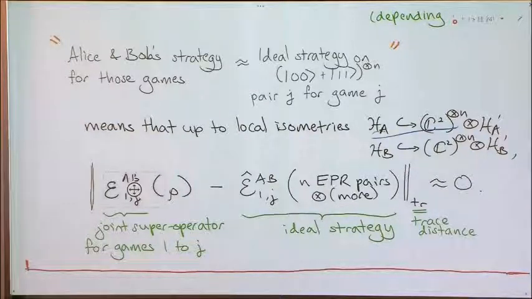The conclusion of this theorem, that the two devices strategy is close to the ideal strategy, really means that up to isometries that embed their Hilbert spaces into a tensor product of n qubits with another Hilbert space, their actual superoperator for the two parties for the first j games applied to the initial state rho is almost the same as the ideal superoperator applied to EPR pairs in trace distance. And this should be true for every j from 1 to n. That's what the conclusion of the theorem really says. That's a little bit technical, but I just want to make it slightly more precise.